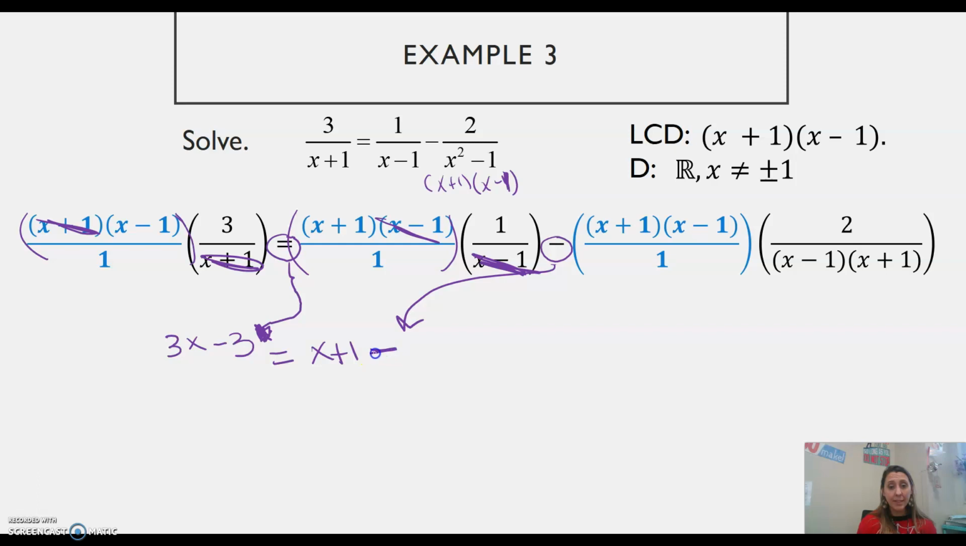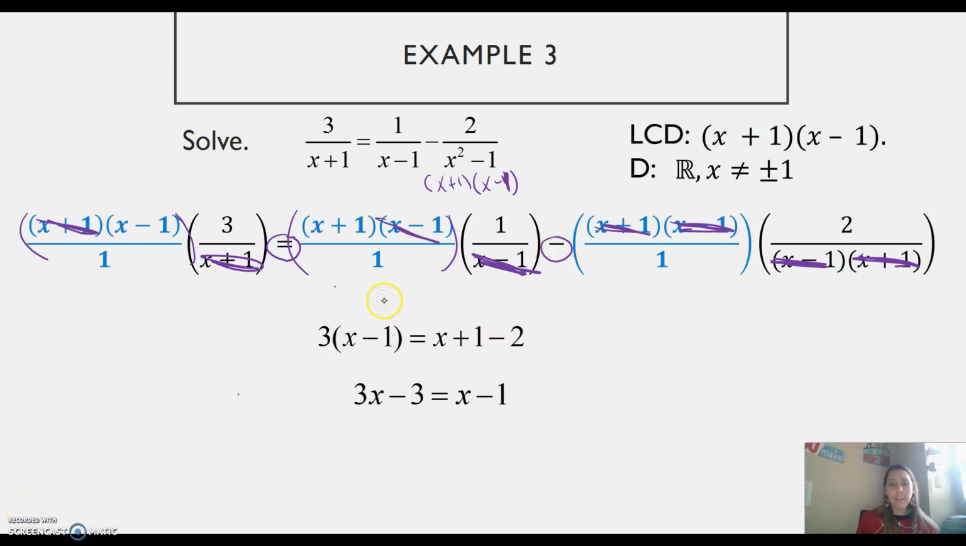I have minus. And then I have an x plus 1 right here, x plus 1, x plus 1. Then I have an x minus 1, x minus 1. So then I just have 1 times 2 over 1, which is 2. Now I'm just going to combine my like terms. So go ahead and do that. Combine your like terms, and then we're going to go to the next step.